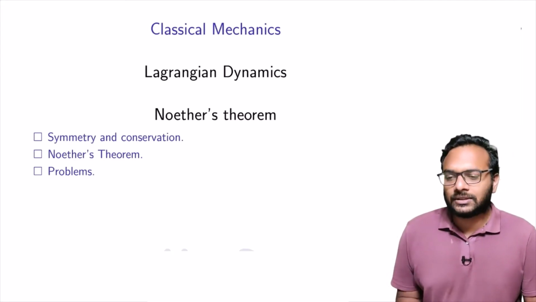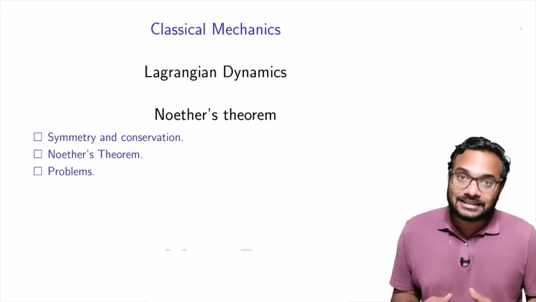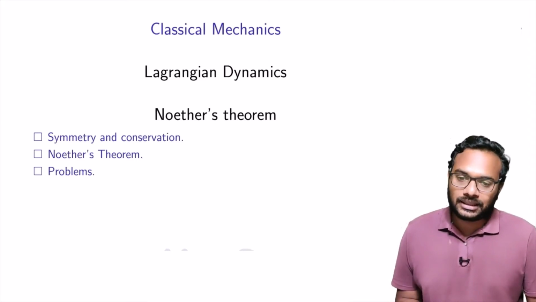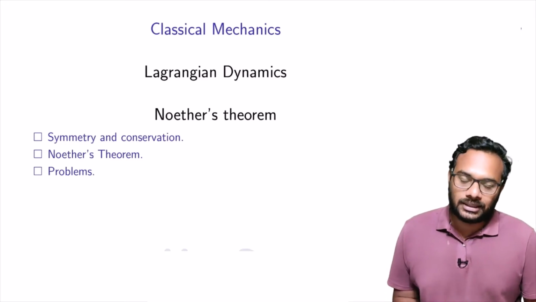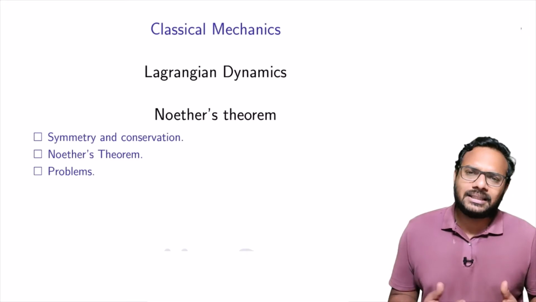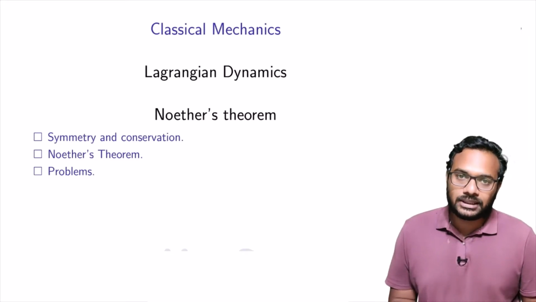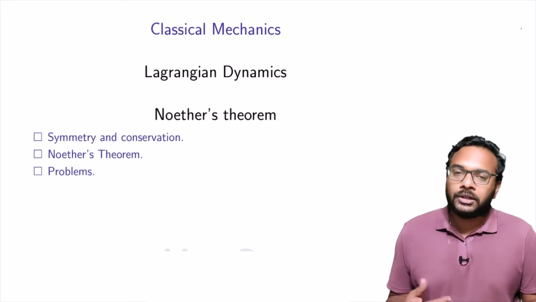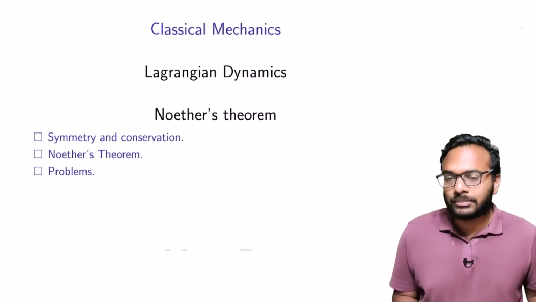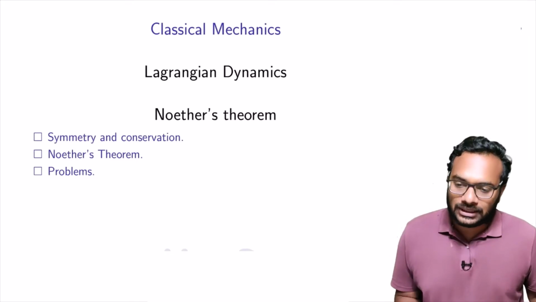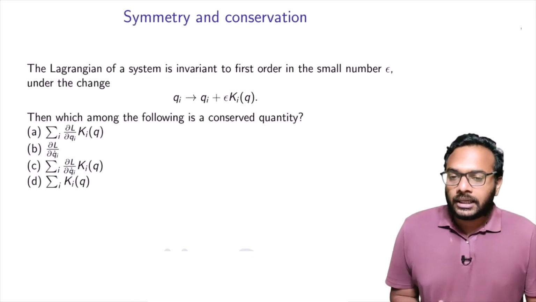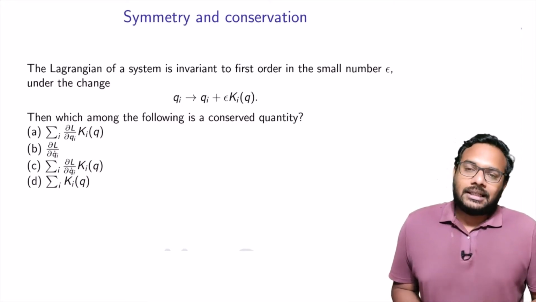So we have seen this already, and we have already said that this is a special case of a more general theorem called Noether's theorem. Today we'll discuss Noether's theorem from the viewpoint of Lagrangian dynamics. It appears everywhere. This Noether's theorem is very important in modern physics. We'll discuss symmetry and conservation and the theorem, and then we'll do a couple of problems. Now, I think we can start by doing a problem.